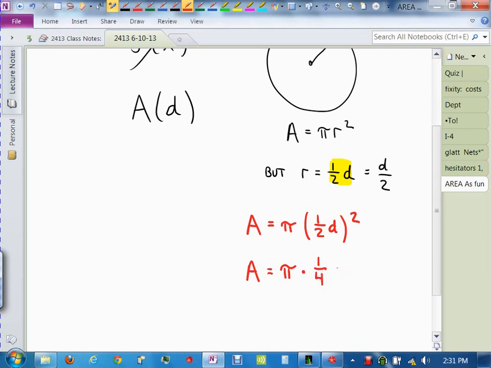1/4 d squared. Remember, to square something in parentheses, you must square both factors, right? So you square the 1/2, right? 1/2 times 1/2 is 1/4. D squared is d squared. And so I would probably write something like this. Area as a function of diameter is equal to 1/4 pi d squared.